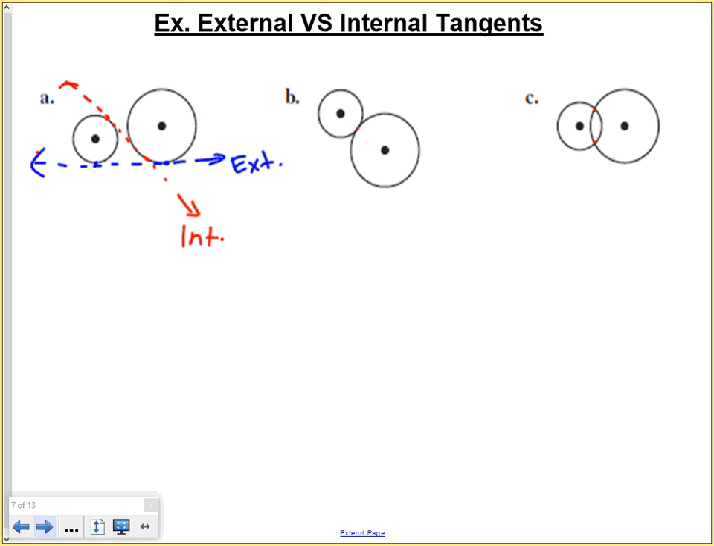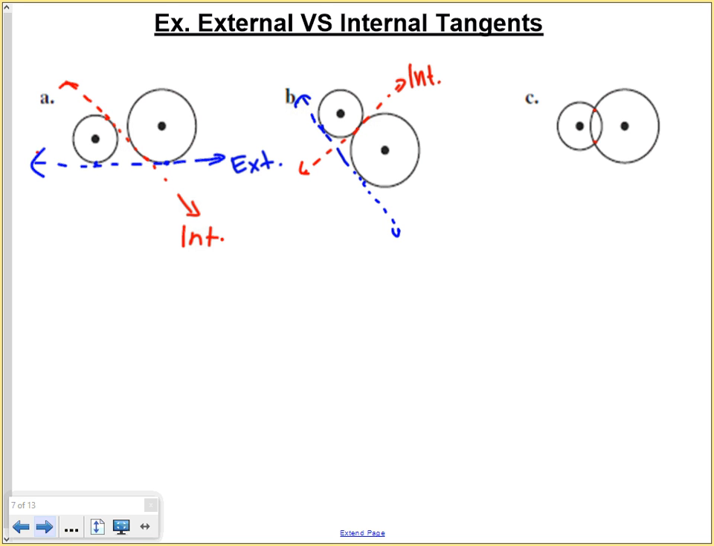Letter B, when the circles are touching, there's only one option for an internal tangent because there's only one line here that will touch both circles and also go through the middle. So that'd be an example of an internal tangent. And then the external would be on the outside. Now on your homework, it's going to give you the picture and then say, is this internal or external? Just so you know, you won't have to draw it yourself. You'll just answer internal or external.